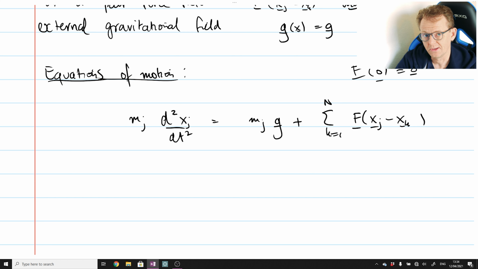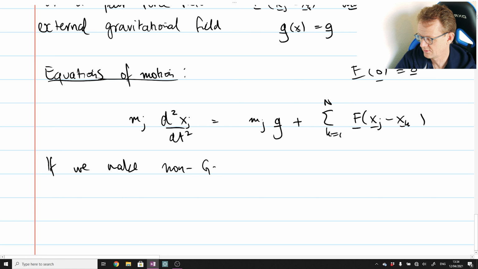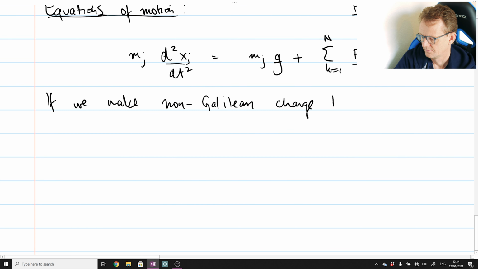But we're not in a freely falling reference frame. So if we make a non-Galilean transformation, right, we're going to an accelerating or freely falling reference frame with respect to this inertial reference frame where things were formulated.